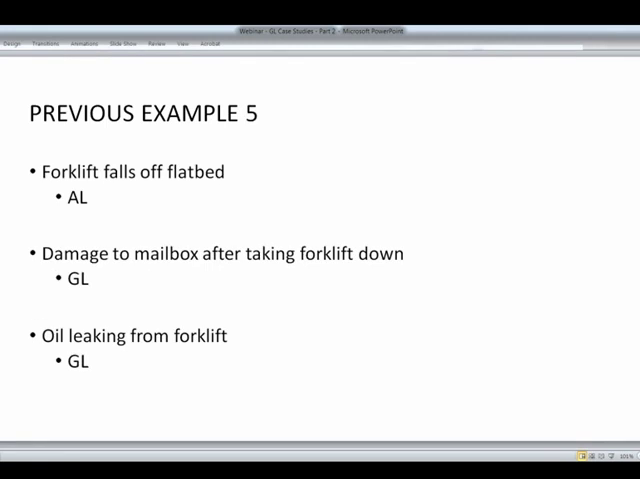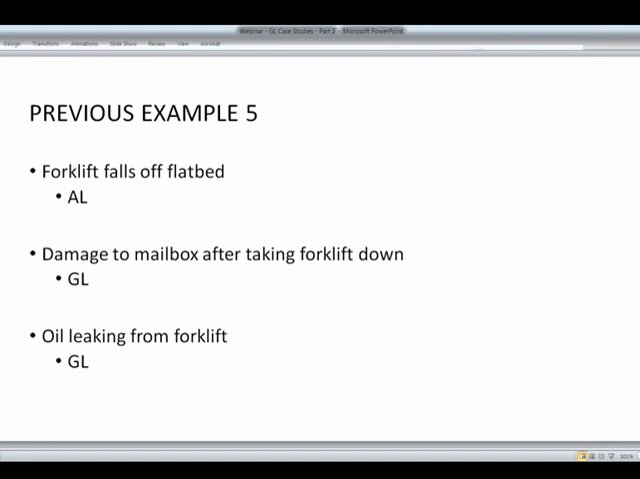The forklift falling off the flatbed, that's auto. Provision C for liability coverage only in the auto form says the movement of towing or hauling mobile equipment is considered liability under the auto form if it falls off. That's auto. The damage to the mailbox taking the forklift down after taking it down is GL. The oil leaking from the forklift, again, is GL.